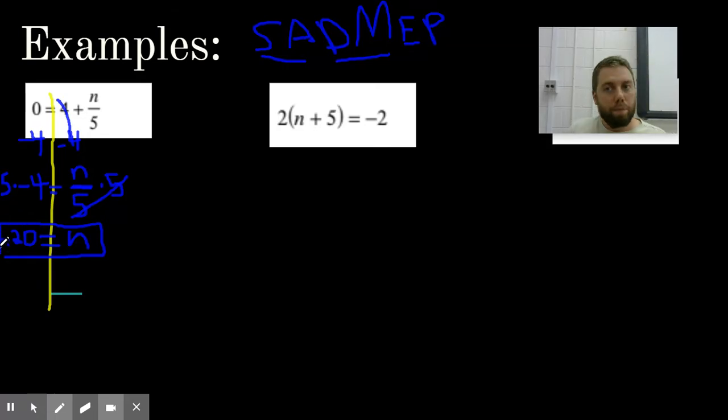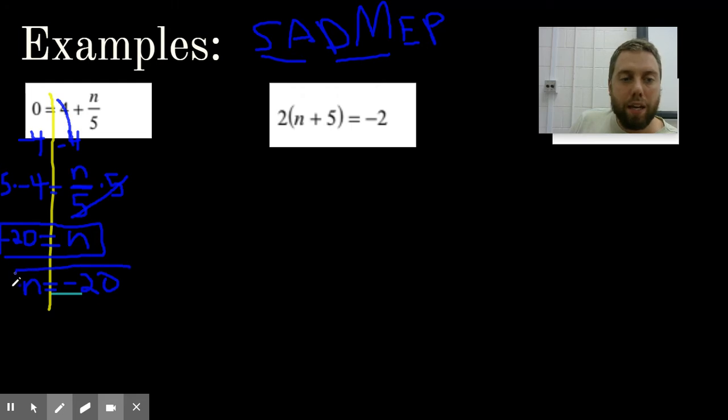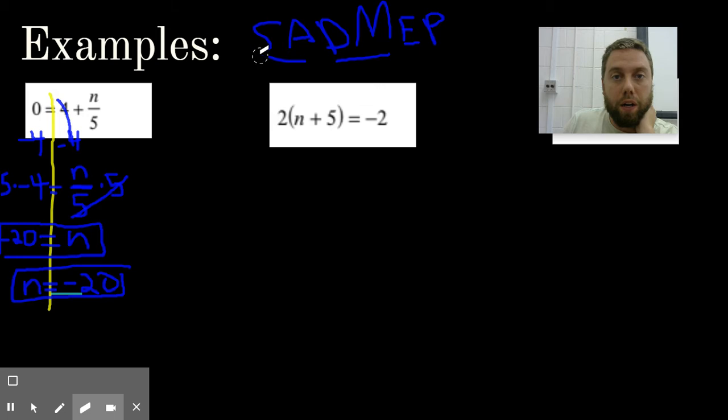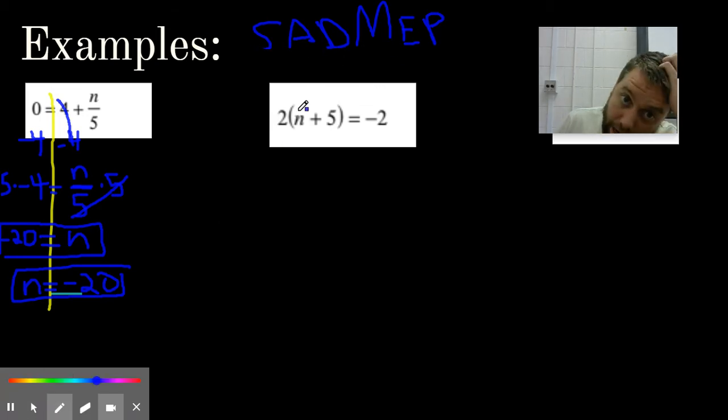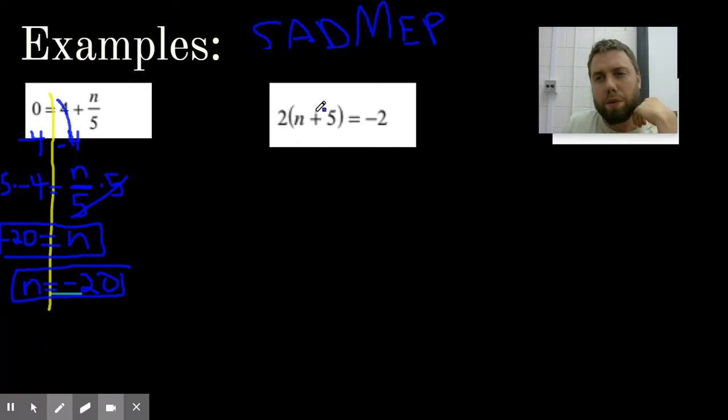But it is much more appropriate to write as your final answer n first. Write the variable first and then equals negative 20. It means the same thing, but we want to make it look as professional and appropriate as possible. Okay. Now that we've completed that problem, let's move on. Now we have some parentheses in here, which is going to be a bit interesting.